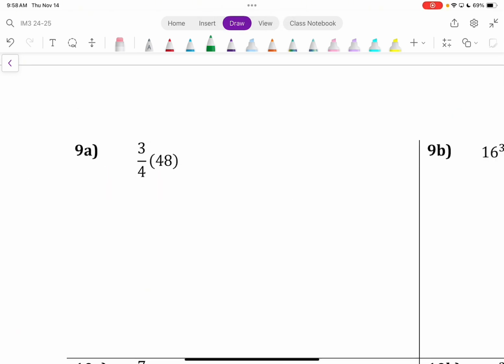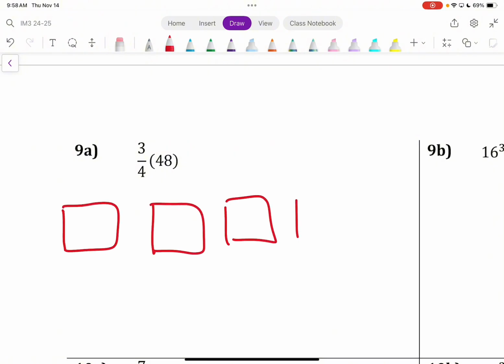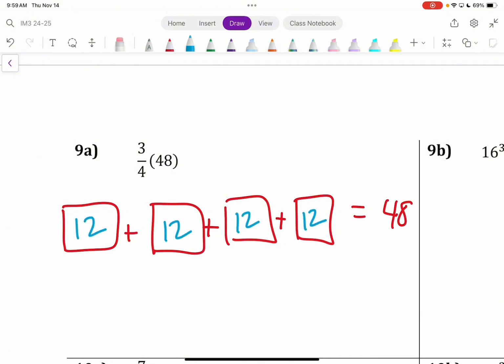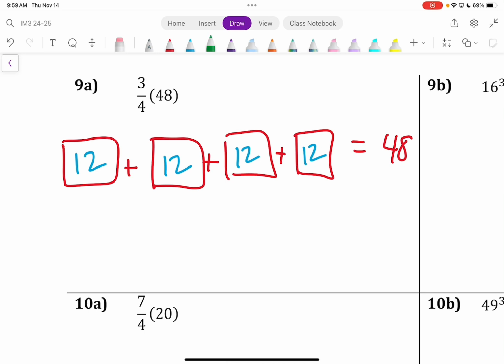Okay, so looking at 9a, how many groups do I want? I want 48 split into how many groups? 4 groups. So that's 1, 2, 3, 4 groups equal to 48. Of course, I'm adding all these together. What should I have in each group? I should have 12 in each group. And how many of these groups do I want? I want 3 of them. So 3/4 of 48 is 36. Are you guys okay with that? Perfect.